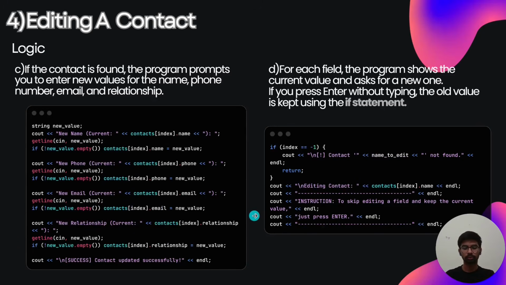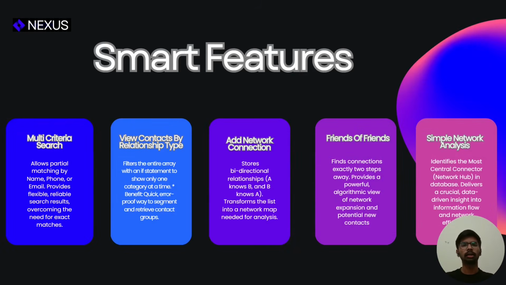Now we'll come to our next features. We are done with data entry. It is time to stop listing contacts and start analyzing our network. In this next section, we execute the core C++ algorithms that reveal the hidden paths within our data. Let me introduce you to the smart features. First, multi-criteria search, followed by view contacts by relationship type, add network connection, friends of friends, and at last, simple network analysis. Let us go to multi-criteria search.